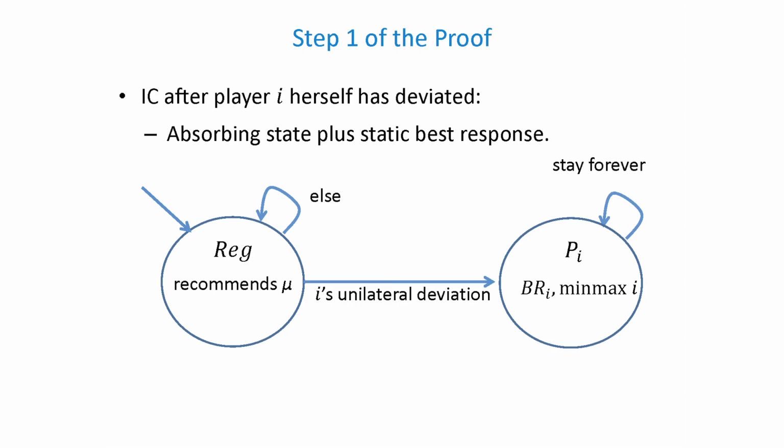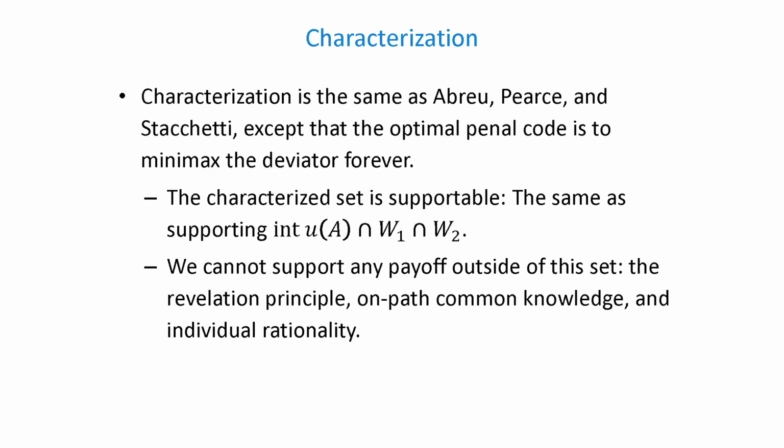So then, and also we cannot support any profile outside of the outcome of this operator, because basically we have a revelation principle, so without loss of generality on the equilibrium path, players need to follow the mediator's recommendation, and given that on the equilibrium path, the equilibrium recommendation history is common knowledge, and individual rationality guarantees that this punishment strategy is the harshest punishment. We cannot push the deviator's continuation payoff below her minimax payoff. So that's basically proves the other direction.